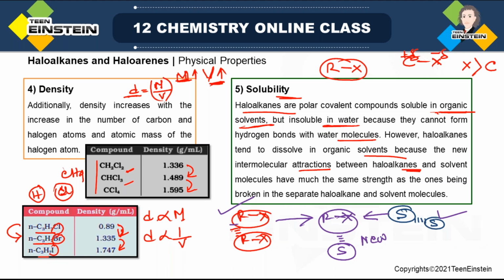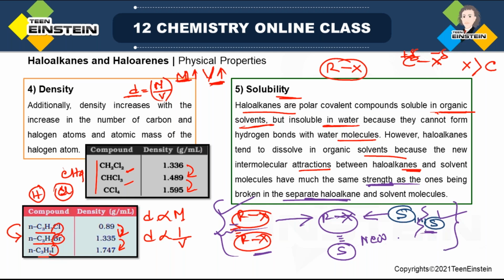If the newly generated interaction has almost the same strength as the original old interactions between two RX and between two S, then these interactions can be broken, so that a new kind of interaction between RX and S is now possible, and that is why it is soluble in organic solvent. So they have almost the same strength as the one being broken in separate haloalkanes. This is separate haloalkane, this is separate solvent molecule.